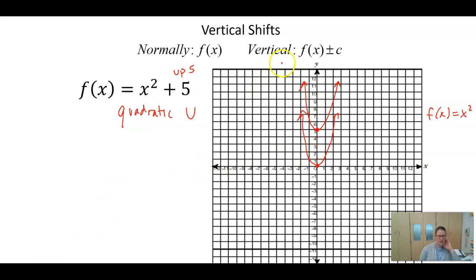Okay. So this notation here is saying that my function has a plus or minus constant outside, right? It's not inside with x, it's on the outside of the function, which moves it up or down on the y-axis.